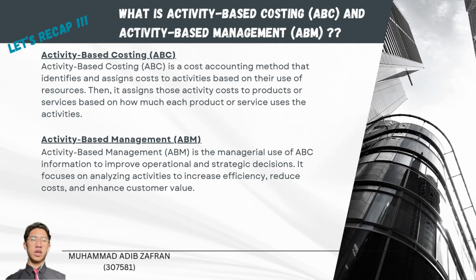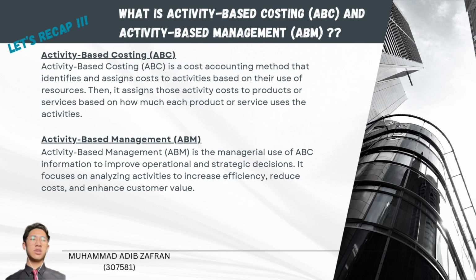Now I want to explain to you guys what the advantages and disadvantages of using activity-based costing (ABC) and activity-based management (ABM) are. Before we jump into that, let me briefly recap what ABC and ABM are. Today we have two powerful tools in cost and performance management. First is activity-based costing, or ABC, and its managerial extension, activity-based management, or ABM. Those tools are widely used by organizations aiming for better cost accuracy and operational efficiency.